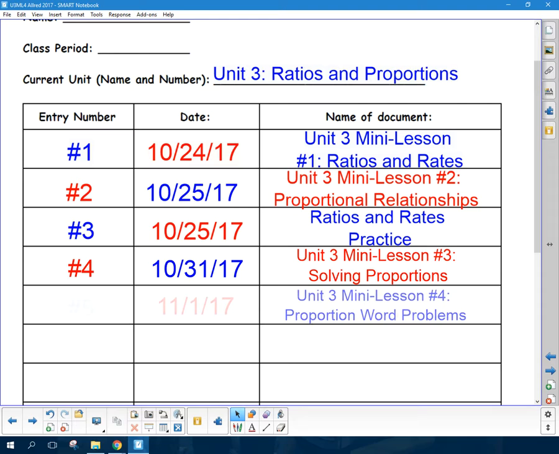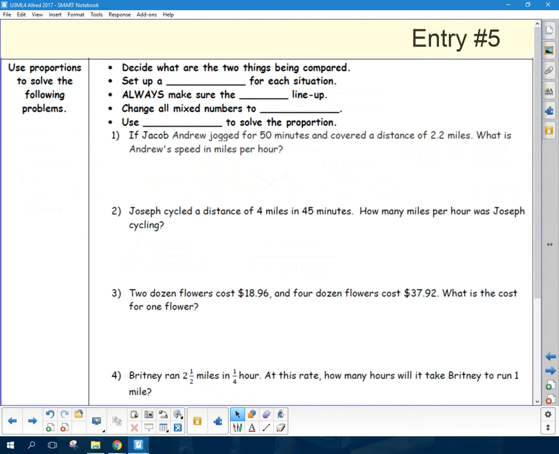This is your fifth entry in the table of contents. Today is November 1st, 2017. I hope you had a very spooky, happy, and lovely Halloween. Let's get ready to work. Hopefully, we won't have a sugar crash as we work through mini lesson number 4. On the top right-hand side of your page, please write this is entry number 5.